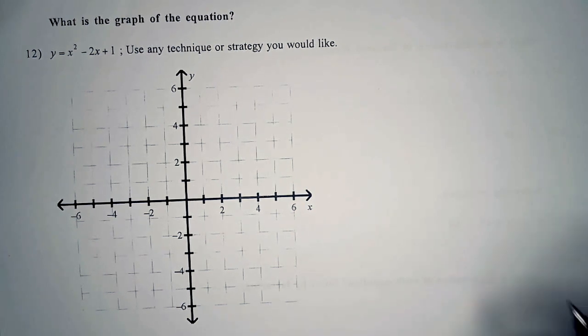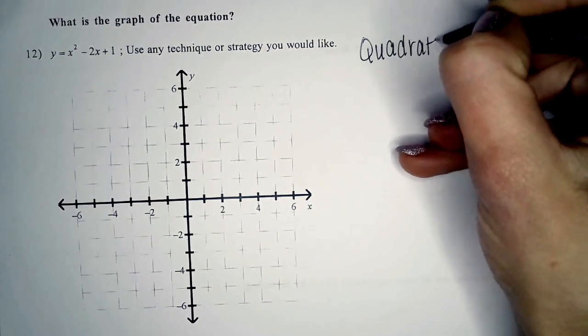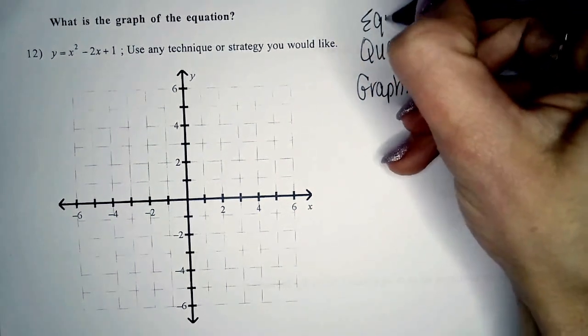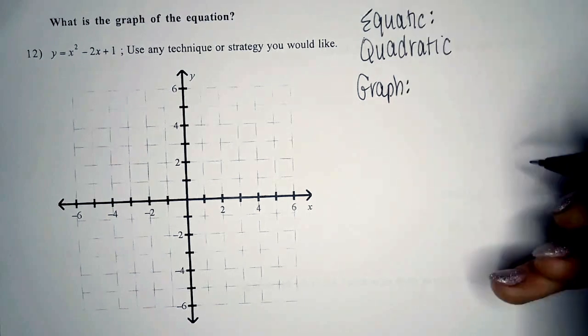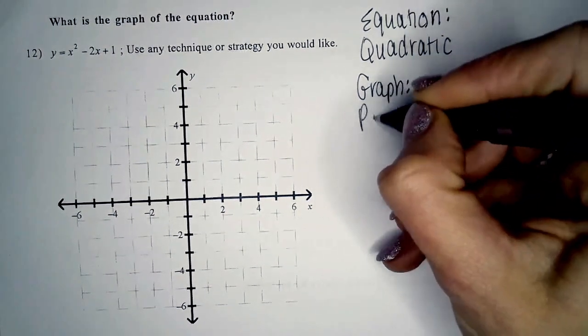Morel, what's the name of the graph of this? Yes. While the equation is called a quadratic, the graph... Oh, look, I wrote equation, sorry. It's called quadratic. The graph is called a parabola.